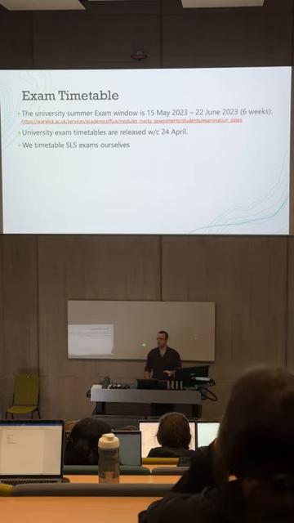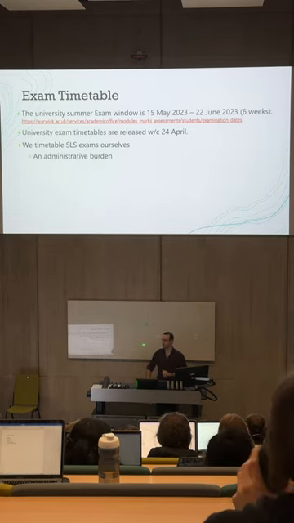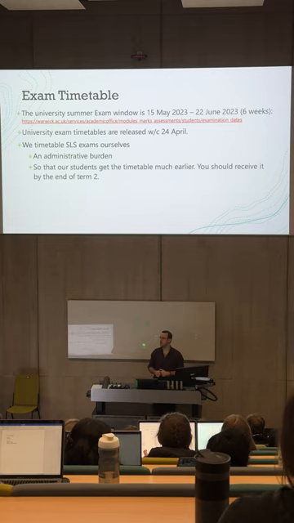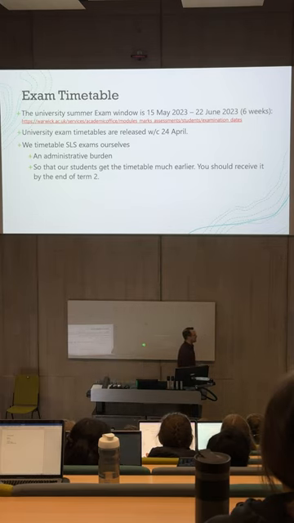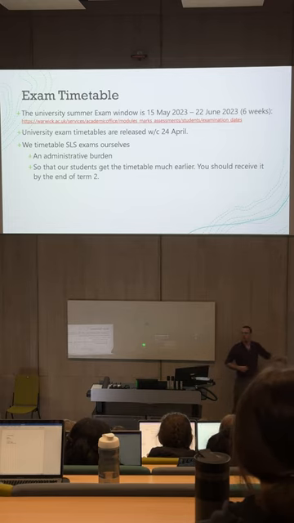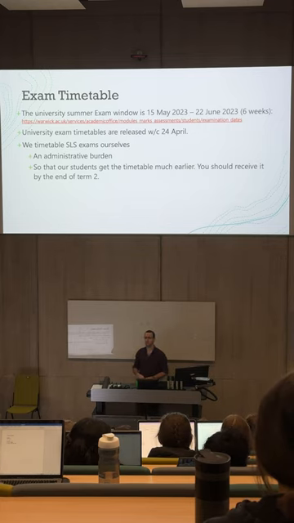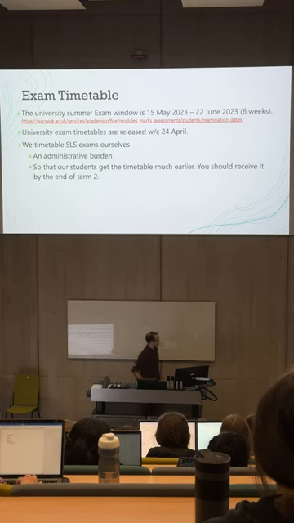But at SLS, we set our own exam timetable, which you may remember from last year, which causes us an administrative burden. It is more work. The reason that we do this, though, is so that you can have the timetable earlier. We think it is unacceptable that you would wait as late as the 24th of April to have the exam timetable. So we do it, and actually you'll get it by the end of term two, which is next week, so kind of 5-6 weeks earlier than the university will be releasing an exam timetable, which probably doesn't make a huge amount of difference. Everyone wants to know, and perhaps it'll help you prepare if you're doing revision over Easter.